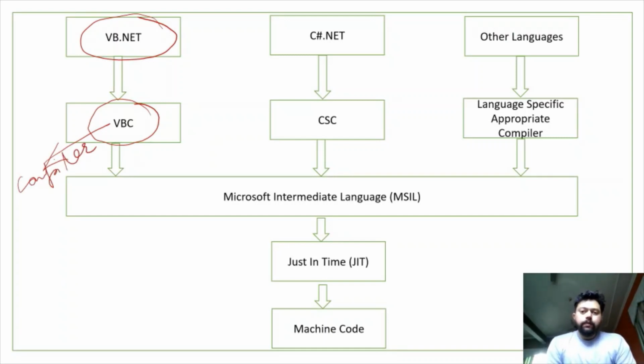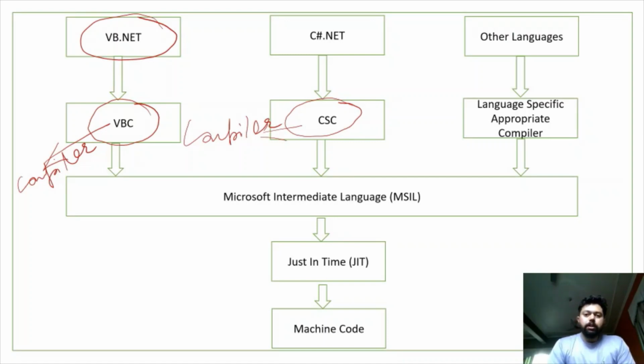In the same way, if we use C# as a language, we require a compiler to compile that C# code into a particular intermediate code. That compiler name is CSC, the C# compiler. So this is also a compiler. In the same way, if we use other languages, we require the appropriate language-specific compiler, and that language must support the .NET framework. Clear?